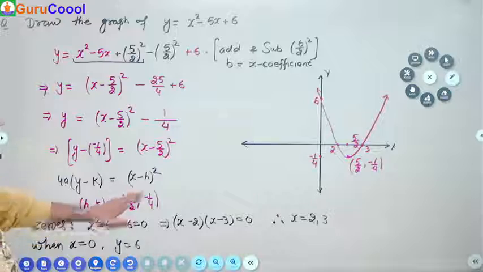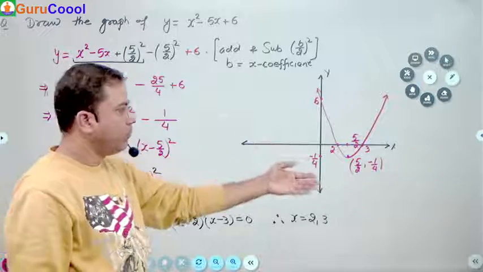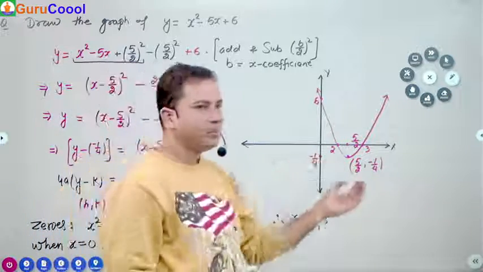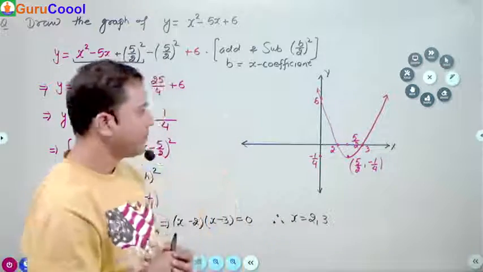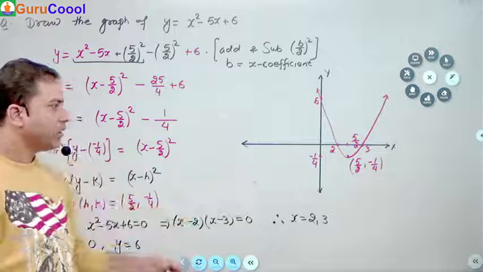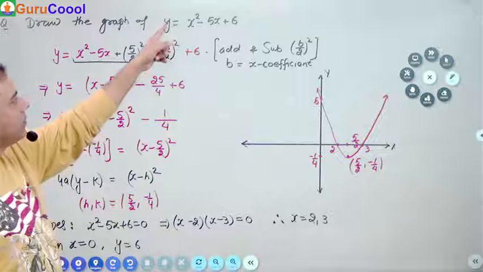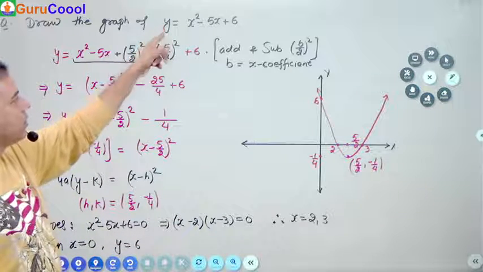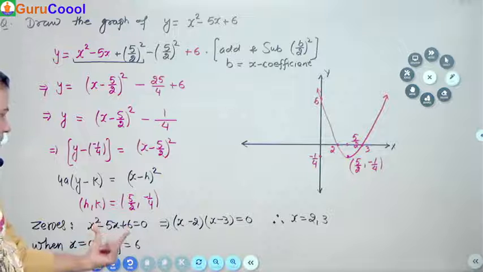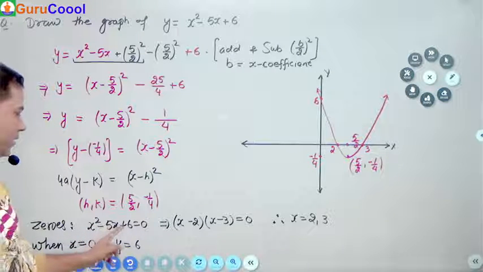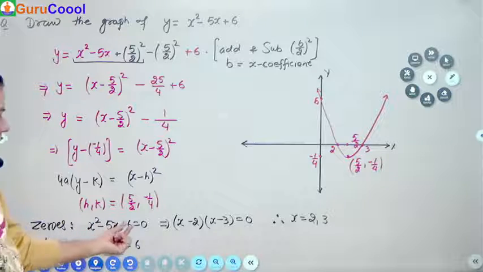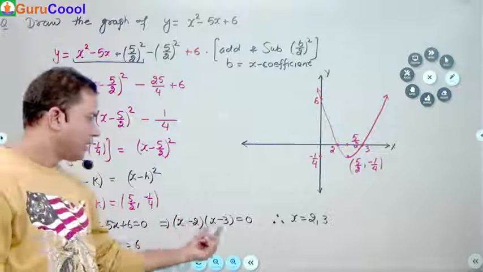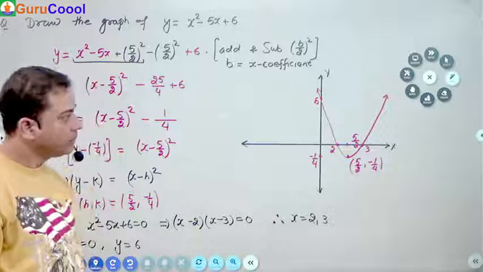So this is sufficient to draw the rough sketch, but if we want to be more specific, we want to know where it crosses the x-axis and where it crosses the y-axis. To know where it crosses the x-axis, we have to make y equal to 0. If we make y equal to 0, the equation looks like this: x square minus 5x plus 6 equals 0. Factorize it, find the x values.